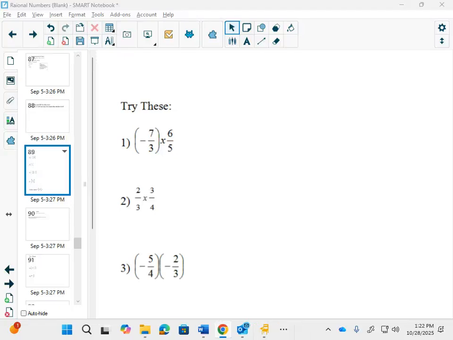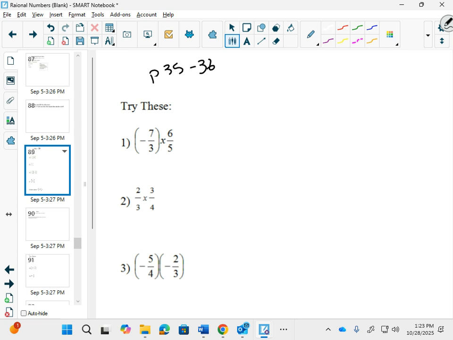So like I said, in your notes package, I think this first one's on page 35, the next ones are on page 36 of your notes package. We're going to look at how we can do this with our calculator, and then how we would do it by hand, and how that's really nice for both of us.